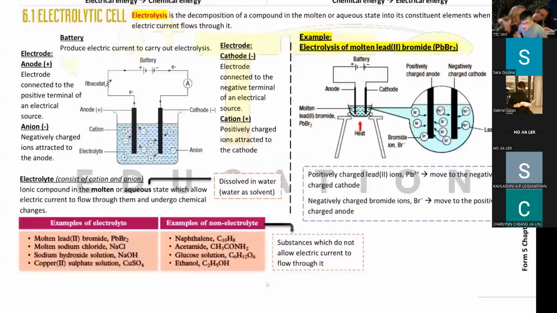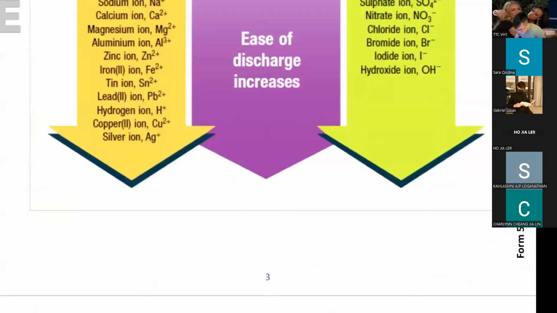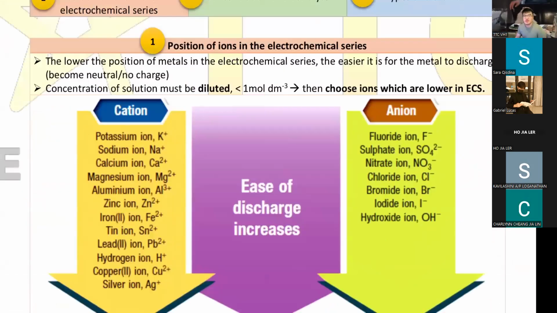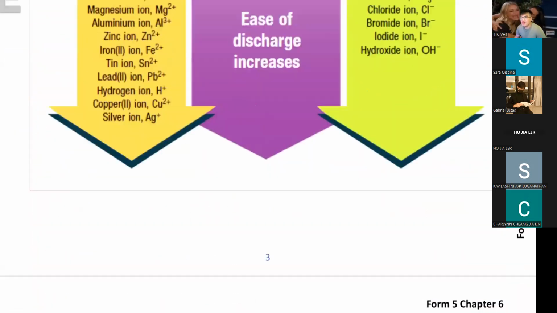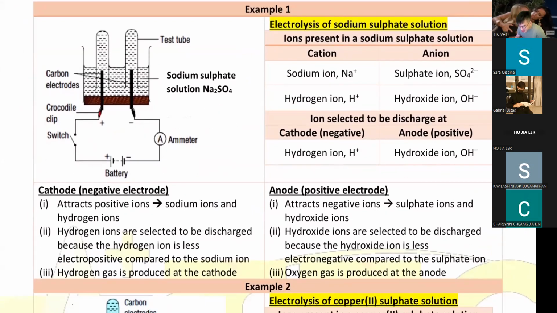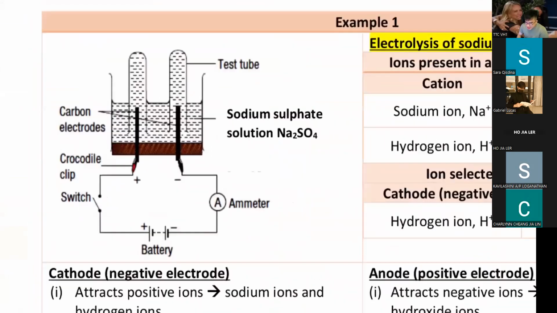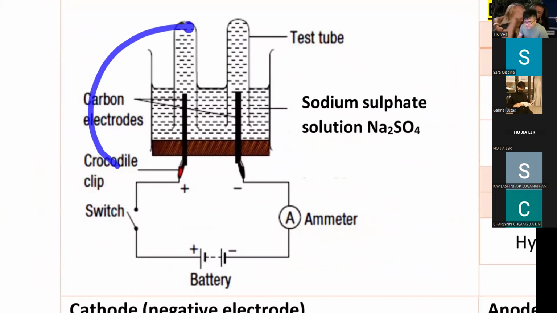So let's jump back into our lesson today. Let's go to page 4, before I torture you with this. Okay, so now, let's look at this set of experiment.